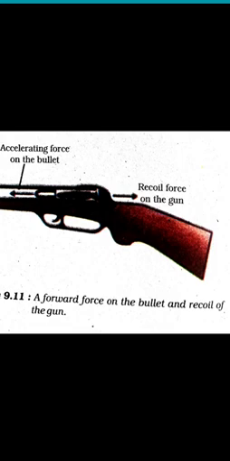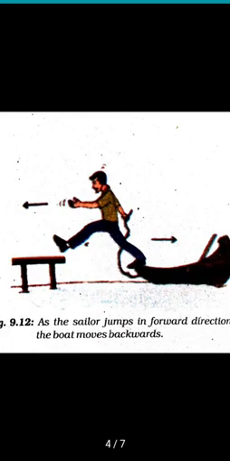The third law of motion can also be illustrated when a sailor jumps out of a rowing boat. As the sailor jumps forward, as you can see in the picture, the force on the boat moves it backwards. So these are some of the examples of Newton's third law of motion.